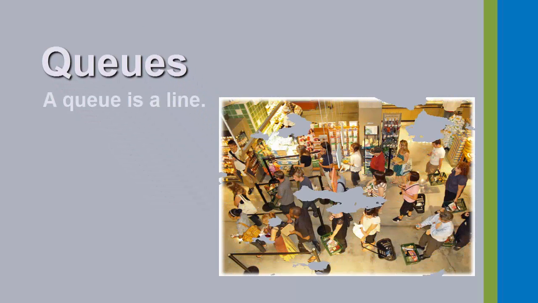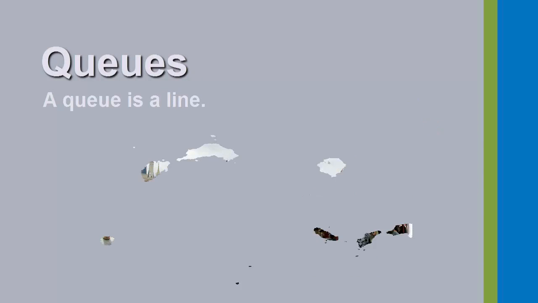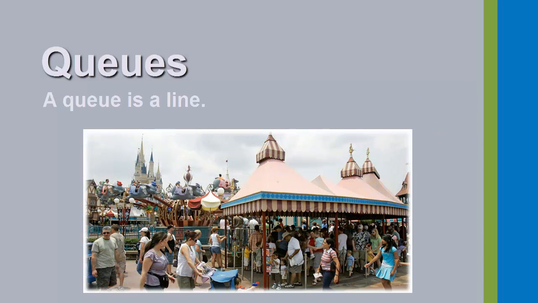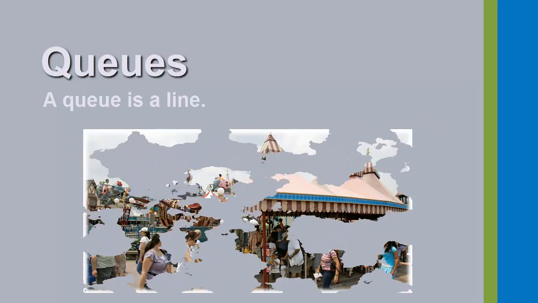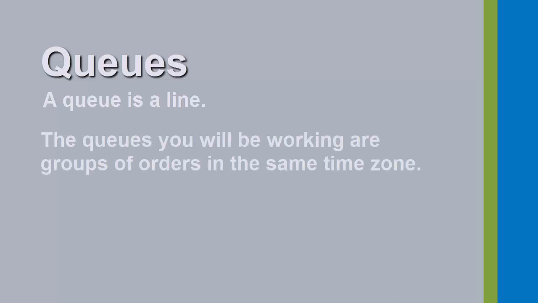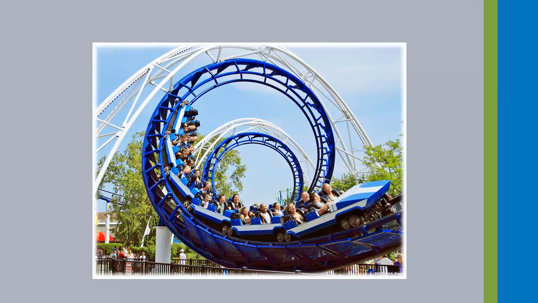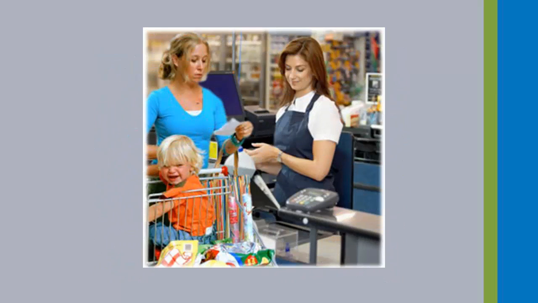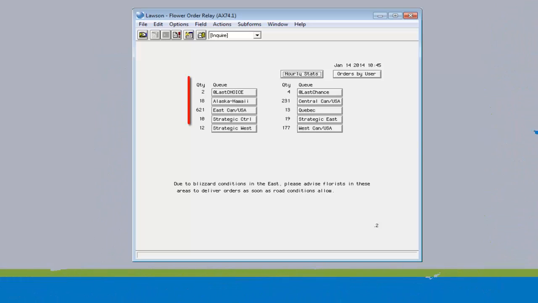You may be asking yourself, what is a queue? A queue is a line, like you may be waiting in at the grocery store or like you wait in at the amusement park to ride your favorite ride. The queues you will be working are groups of orders in the same time zone. Not as much fun as the amusement park, but not nearly as painful as the grocery store. The numbers to the left of each queue indicate the number of orders in that queue currently waiting to be called out to our shops.